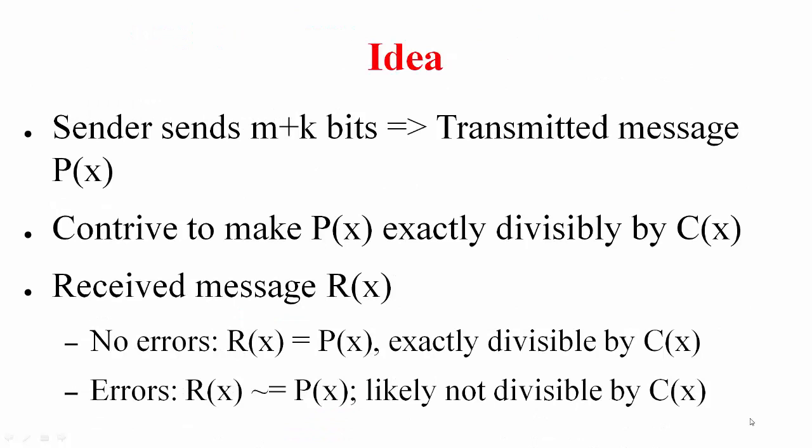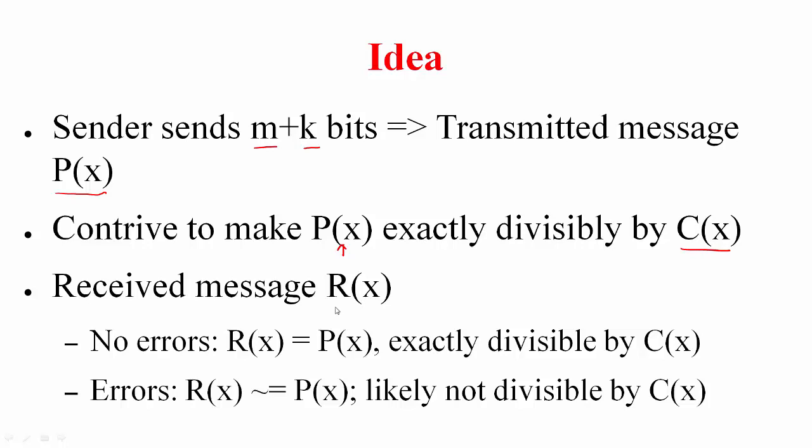So pay close attention. This is the crux of CRC. The sender sends m message bits and k redundant bits. So this is the transmitted message. I'm going to represent this by this polynomial Px. So the idea here is to derive Px from the message such that this is exactly divisible by Cx.